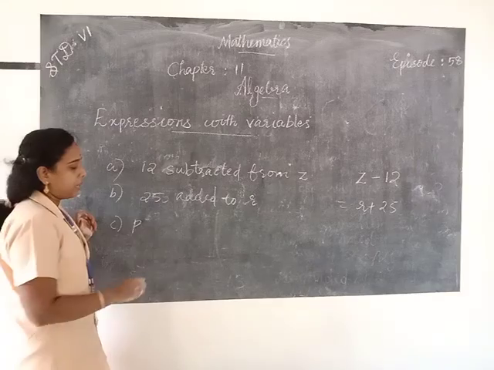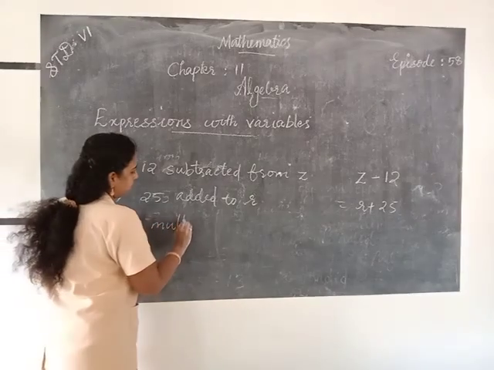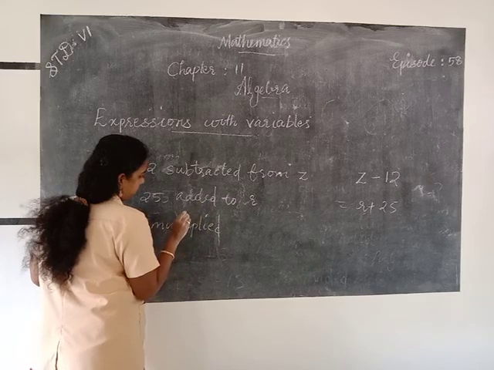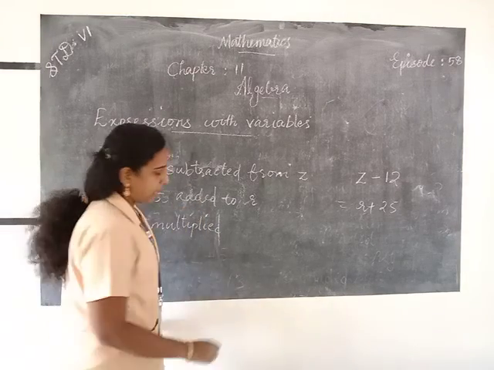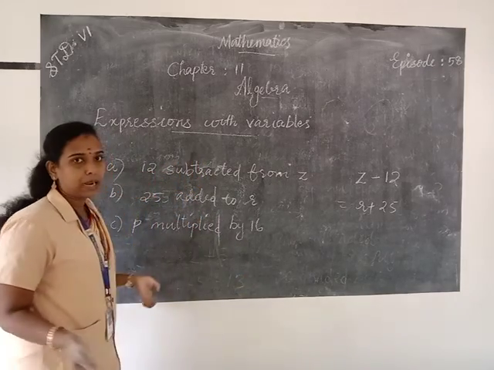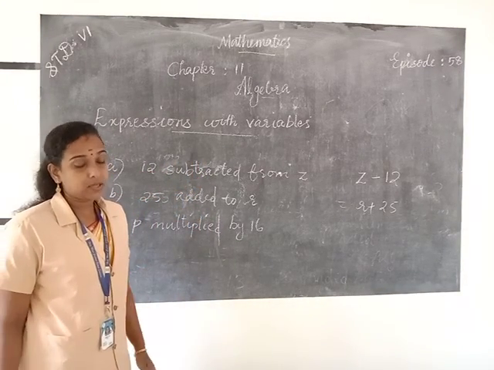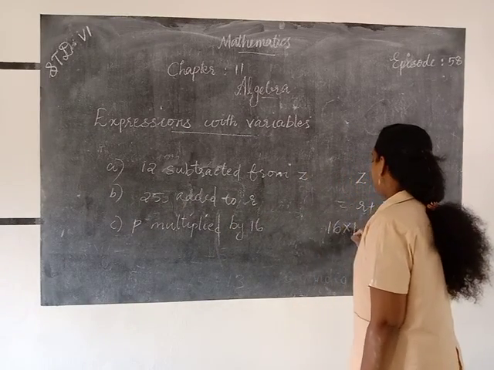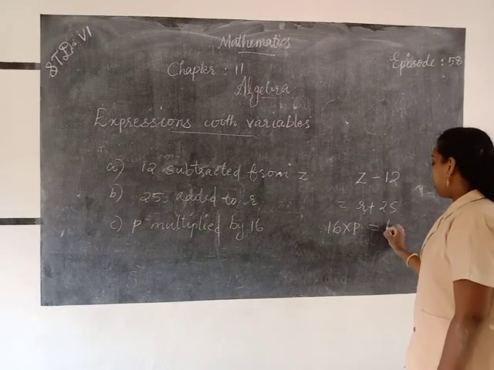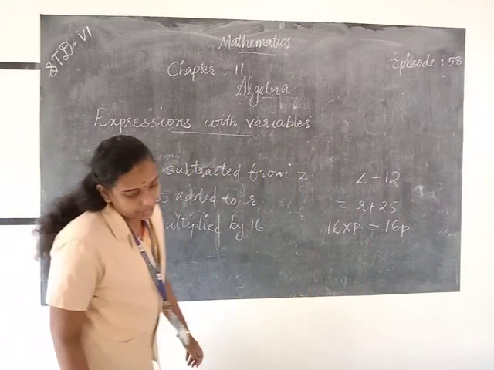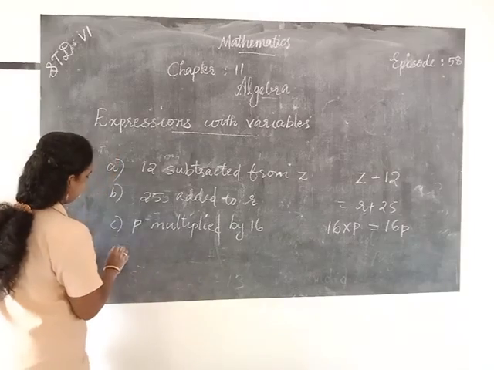P is the variable, multiplied by 16, which means the variable P is multiplied by 16. So 16 into multiplication, that is the product 16 into P, which we can also write as 16P. Then Y divided by 8.